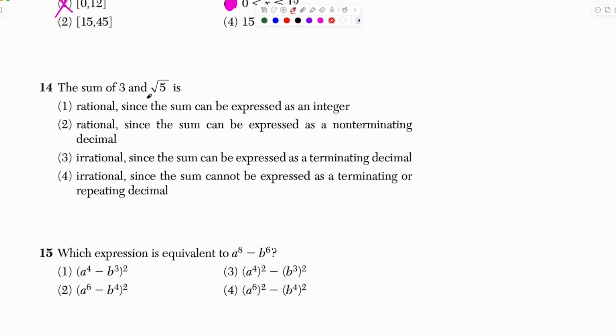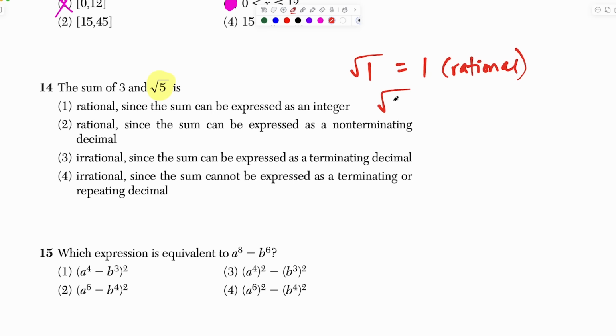Question 14, the sum of 3 and square root 5 is, and for this, first we have to determine if that sum is rational or irrational. So notice that we have square root 5. And just know when you take the square root of a perfect square, something like square root of 1, the square root of 1 is equal to 1 because 1 times 1 equals 1. And this number is rational because it's a whole number. Rational numbers in general are numbers that can be expressed as the fraction of two integers, where the denominator is non-zero. But whole numbers also count as rational numbers.